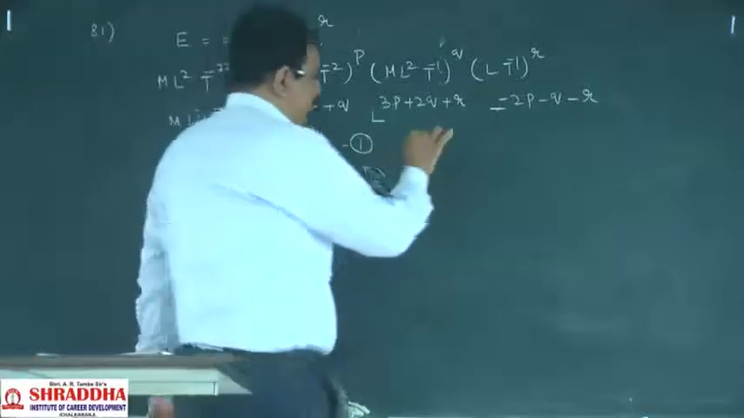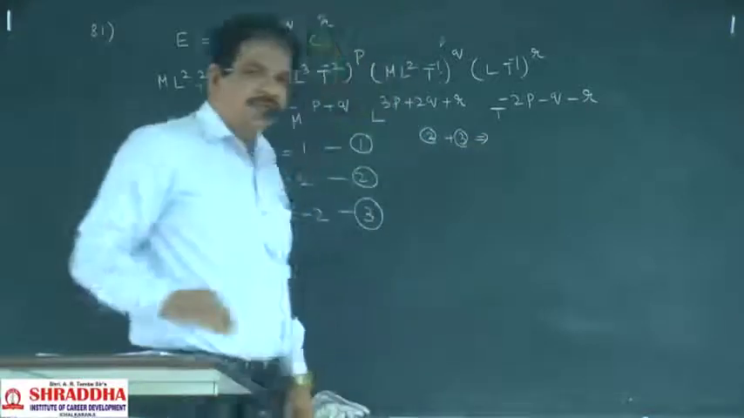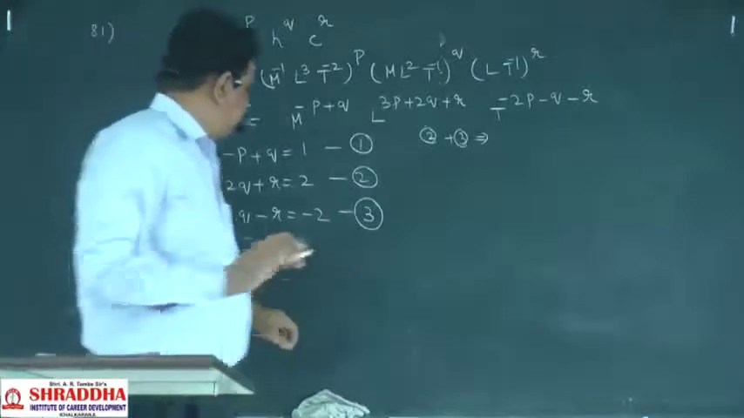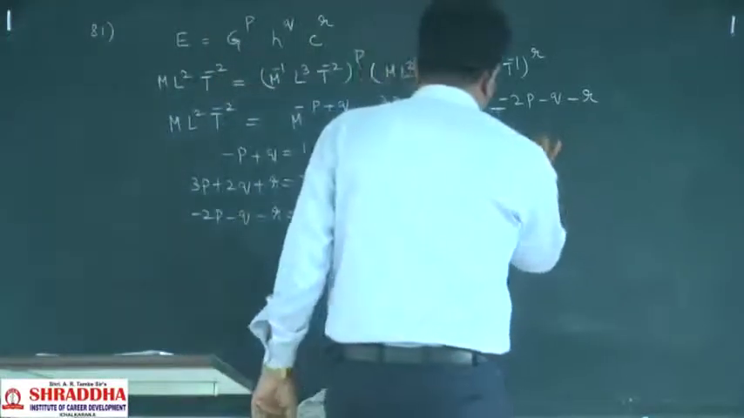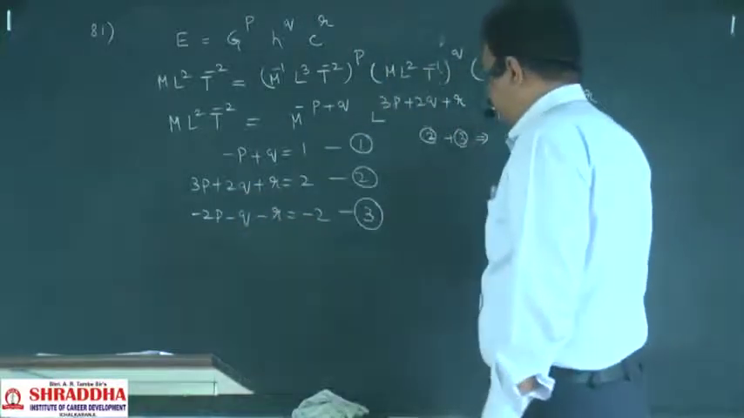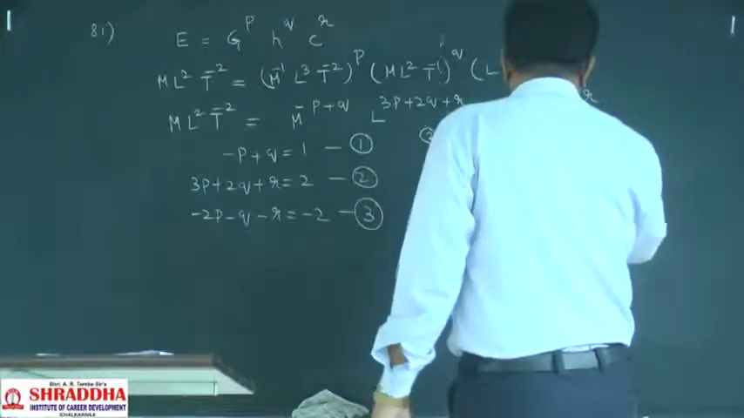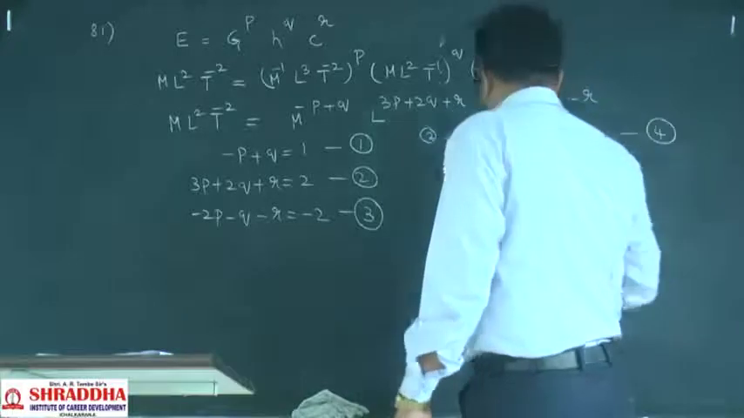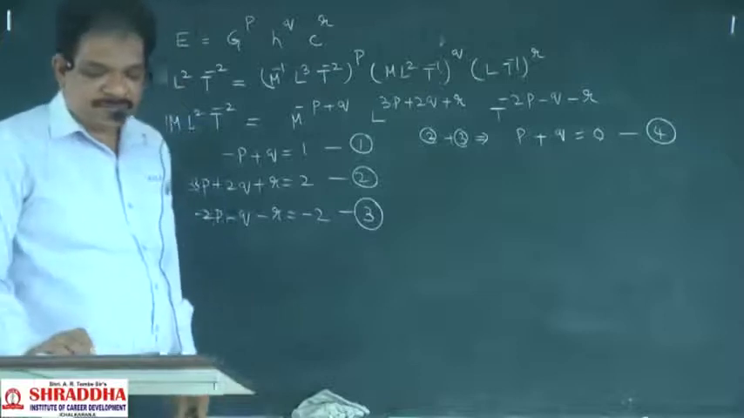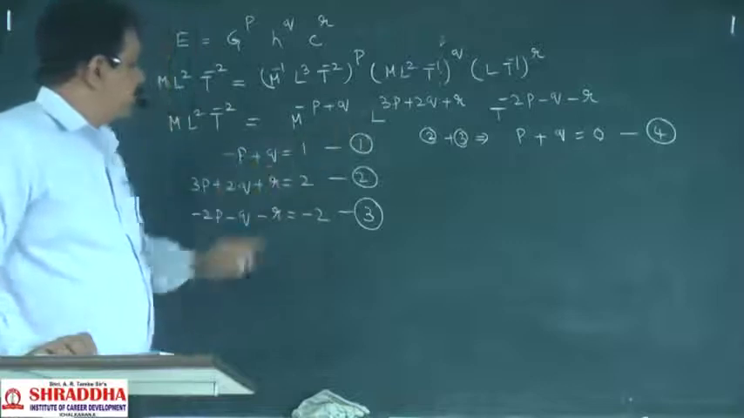So 2 plus 3 you do. If you do 2 plus 3, 3P minus 2P will be P, 2Q minus Q will be Q, and 2 minus 2 will be equal to 0. Okay. So again you do 1 plus 4.